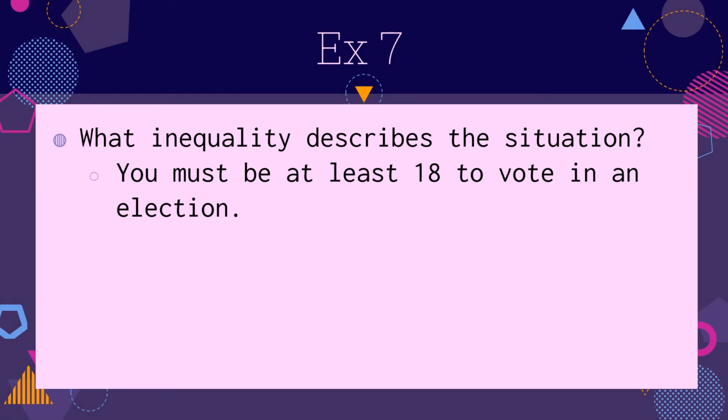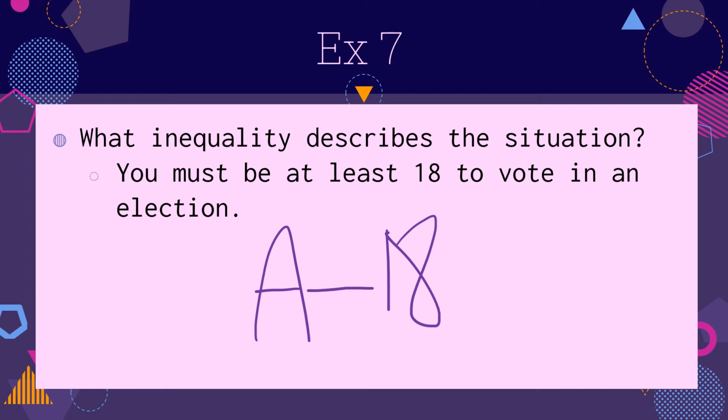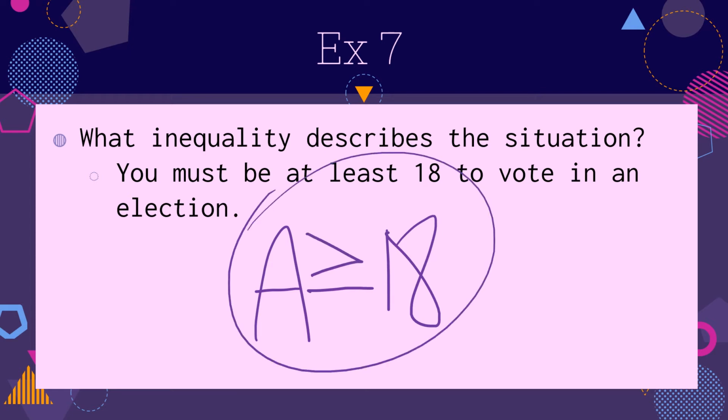Here's another one. You must be at least 18 to vote in an election. All right, we're still talking about age, so I'm going to use A. You could use any variable, though. The number is 18. Can I be exactly 18 and vote? Yep. Can I be less than 18? Nope. Can I be greater than 18? Yes.